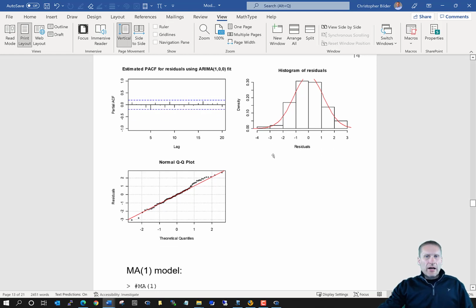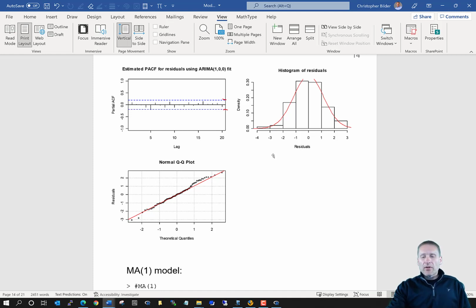Next, we can now do a partial autocorrelation plot of the corresponding residuals. And look at this. All the observed partial autocorrelations are within our blue dashed lines there. So that is great. This is indicating that the model is looking good here.